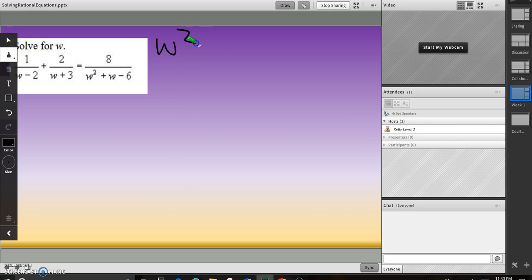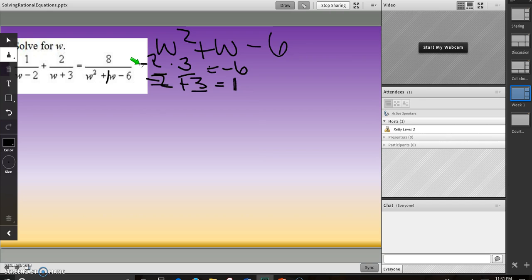This w squared, let's factor him, okay? We'll multiply is to give me negative 6. Adds give me 1, because remember that's like an invisible 1 right there. So it's going to be 2 times 3. And then 1 is positive, so the 3 is positive. So those are negative. So w squared plus w minus 6 factors to w minus 2, w plus 3. Notice w minus 2, w plus 3.